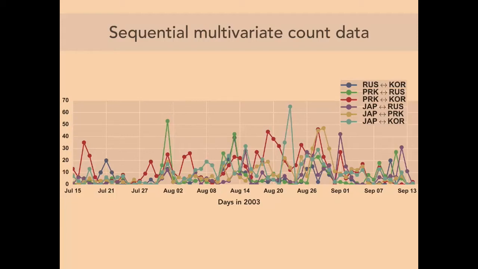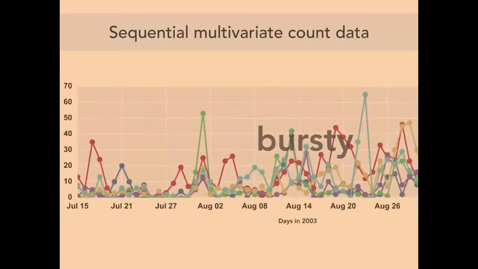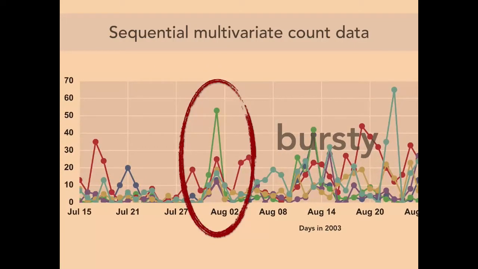What I want you to see here is that this data is typically bursty, okay? What I mean by that is that the sequences stay low for a while, and then at a few consecutive time steps, they burst upwards, often together, okay? And then they come back down. So there's this inherent asymmetry to the dynamics of count sequences, all right?